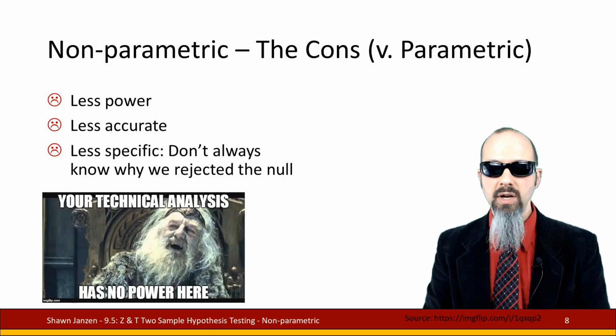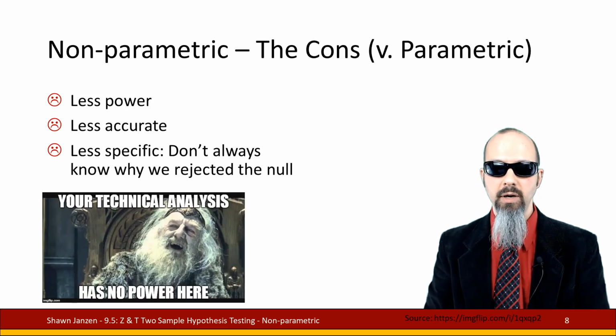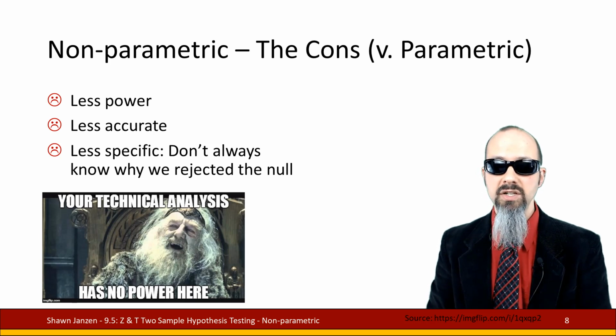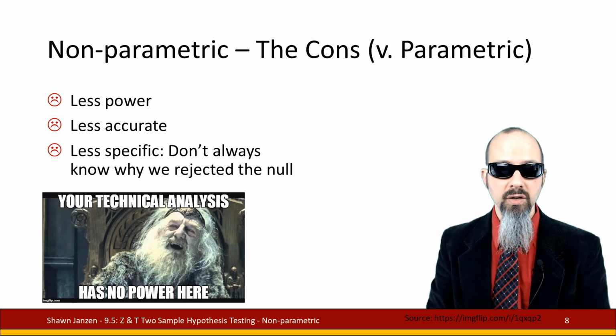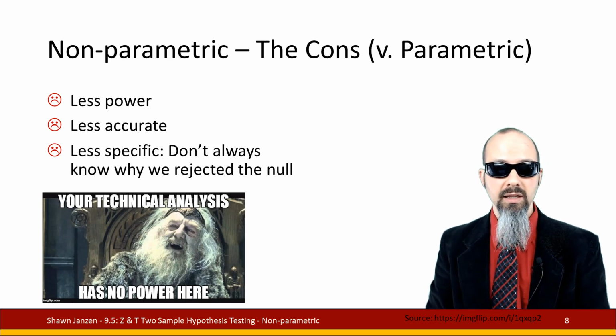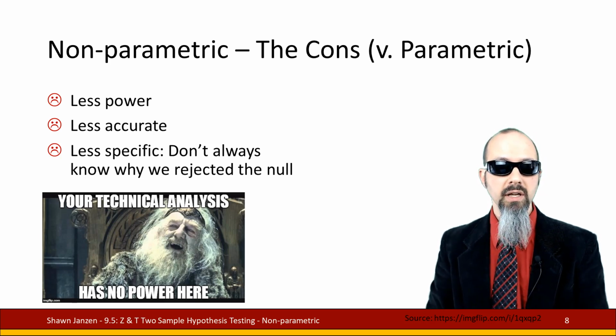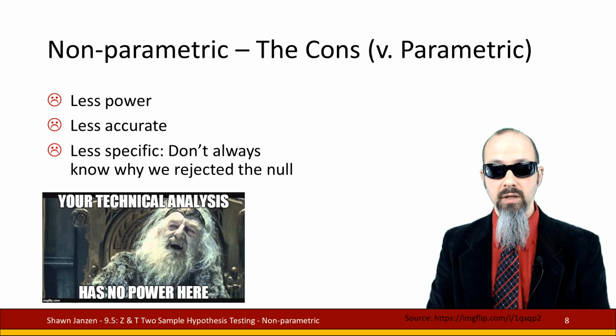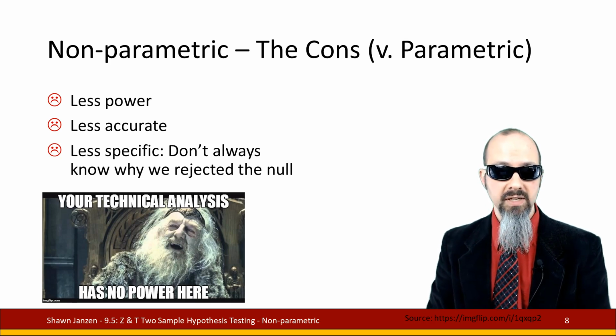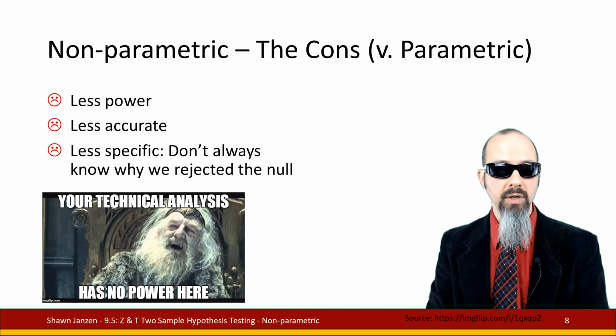Whereas there's a few cons as to why we don't do non-parametrics. With such advantages as not having to worry about variation and normality, it seems like they'd be very attractive, especially if they're easy to calculate. But unfortunately, they're less powerful, they're less accurate, and they're less specific. And I'll be sure to talk about each of these in detail.